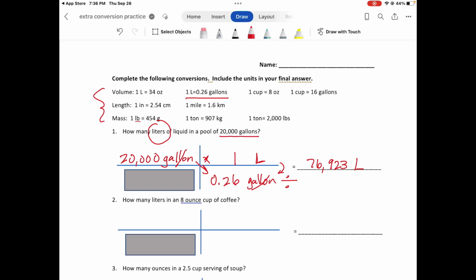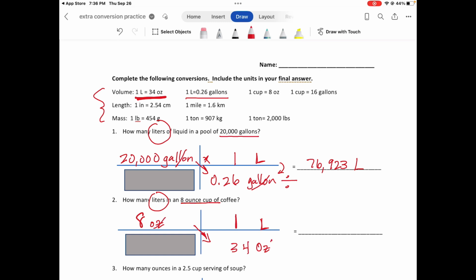So this one is asking, once again, it's similar. We want to know how many liters are in an 8-ounce cup of coffee. So what we are given is 8 ounces of coffee. We want to know how many liters. We put that on the top right. Ounces are going to go down here. We look to see what we know between liters and ounces, and yep, there is a conversion right here. We see that 1 liter is equal to 34 ounces, okay?